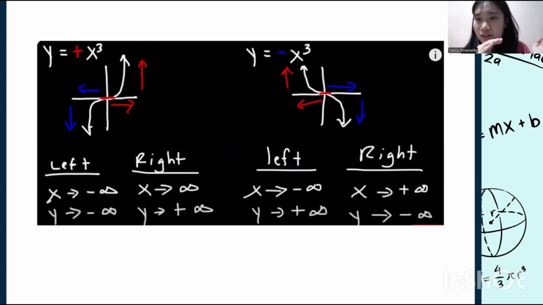On the other hand, when x goes to positive infinity, y will go to negative infinity, because when x goes to the right, y goes down. So that's how it explains the polynomial graphs.